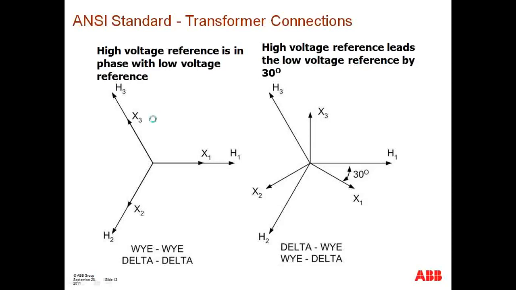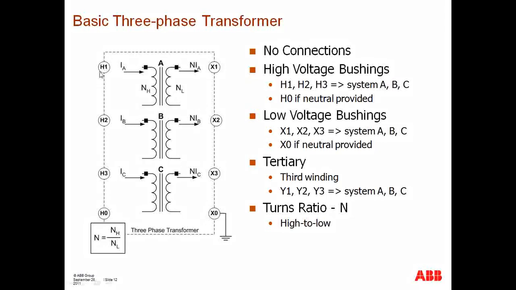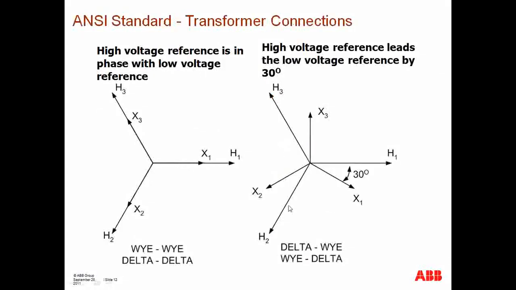In the case that we take into consideration the nomenclature that we just discussed of H and X, we will find the following configuration on a delta Y or Y delta type winding arrangement, where H1 is going to lead X1 by 30 degrees, H2 is going to lead X2 by 30 degrees, and H3 is going to lead X3 by 30 degrees in a case of a delta Y or Y delta transformer type connection. In the case of delta delta or YY connected transformer, there is no phase shift. Thus, you could see that H1 and X1 are in phase, H2 and X2 are in phase, and H3 and X3 are in phase.